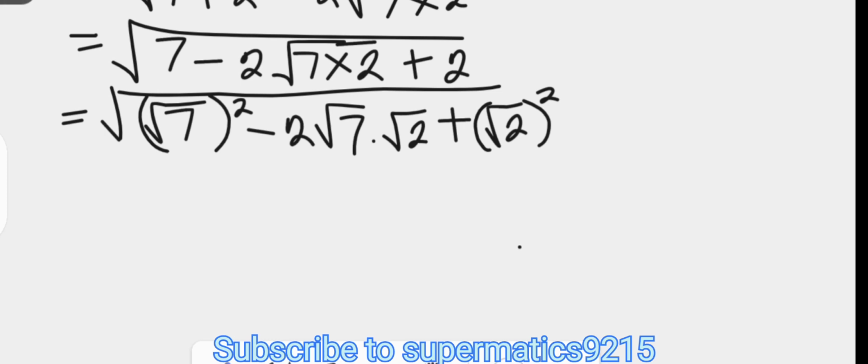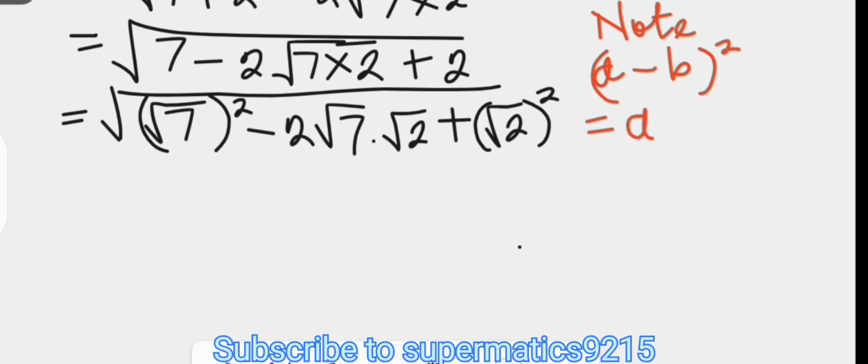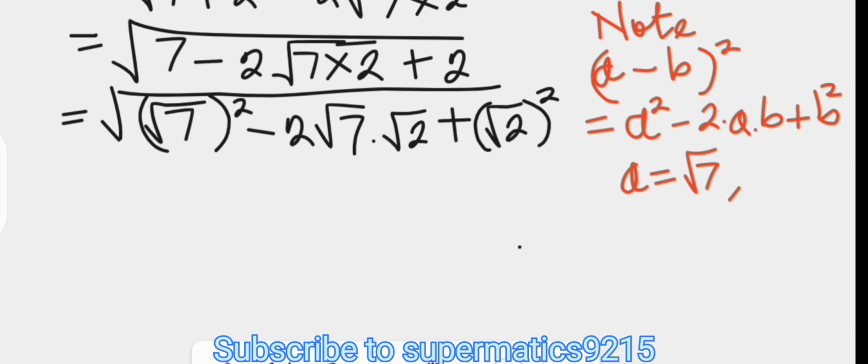But recall that this perfect square trinomial, a minus b squared, can be expanded to, or is factored from, a squared minus 2 times a times b plus b squared. This is similar to the expression we have inside the big square root, where a can be seen as the square root of 7, b can be seen as the square root of 2, and the middle term is the product of 2 times a times b, that is 2 times square root of 7 times square root of 2.